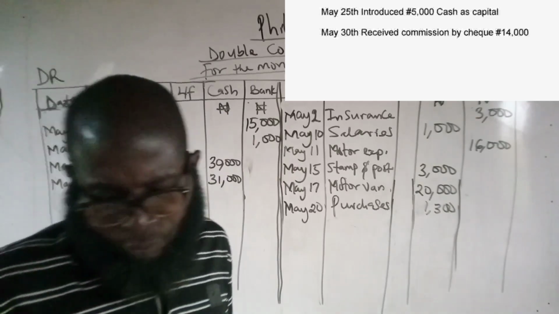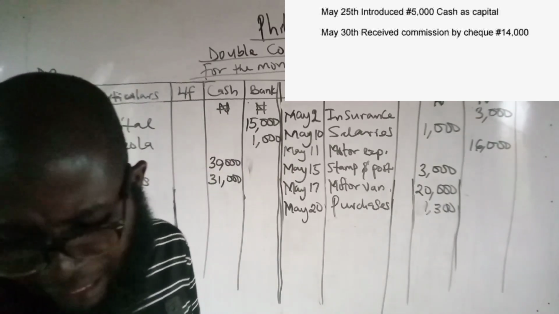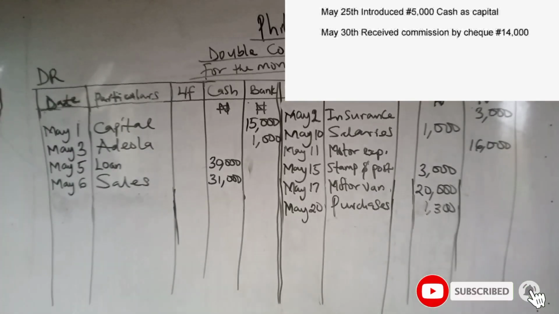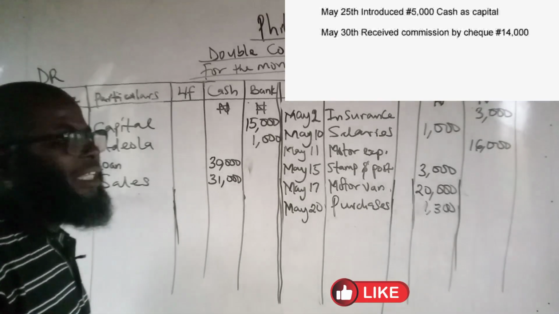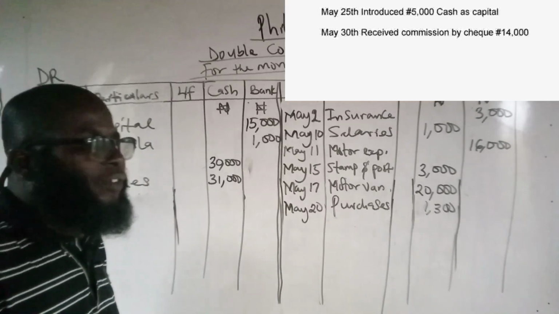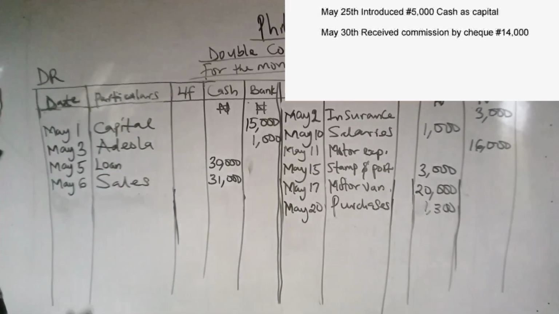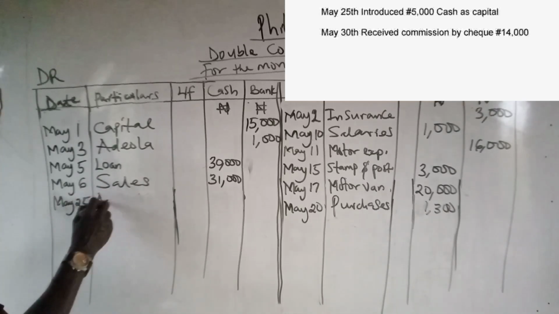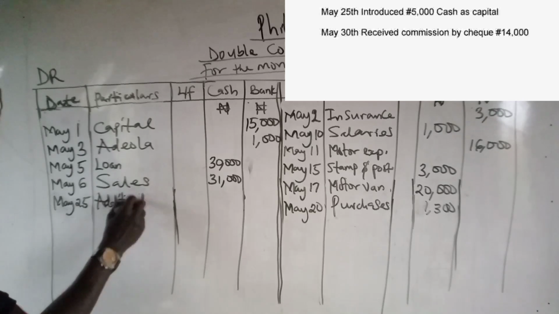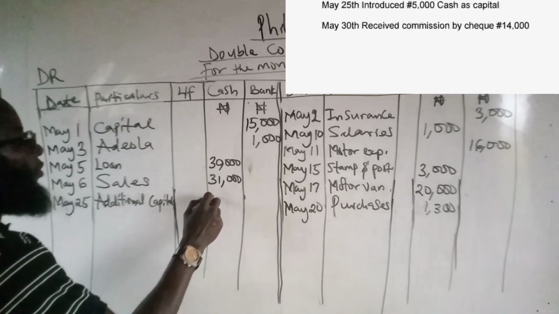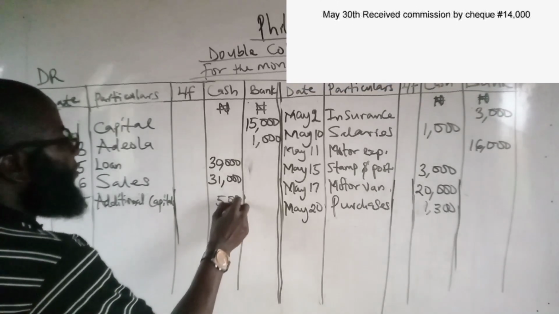Then for May 25th, introduce 5,000 naira cash as capital. This indicates that during the month of May, Philip Nelson introduced another 5,000 naira as his capital for the business. But don't forget, this time around, it is through cash and not check. Then you come here, May 25th, you write additional capital. Then you put 5,000 naira here.